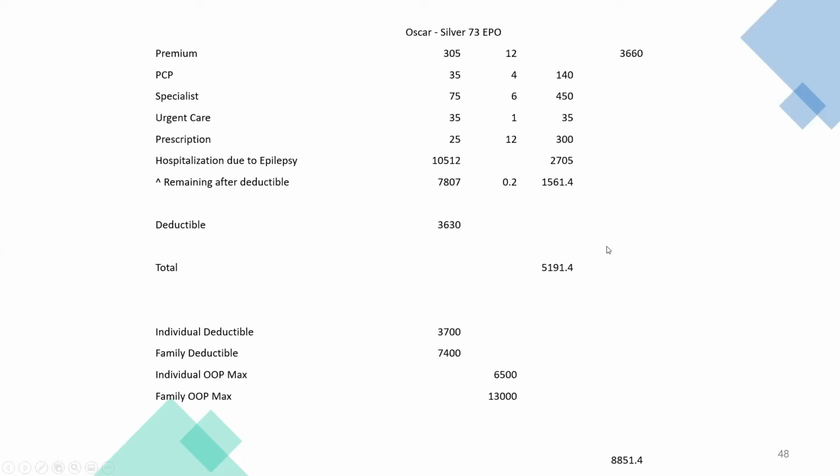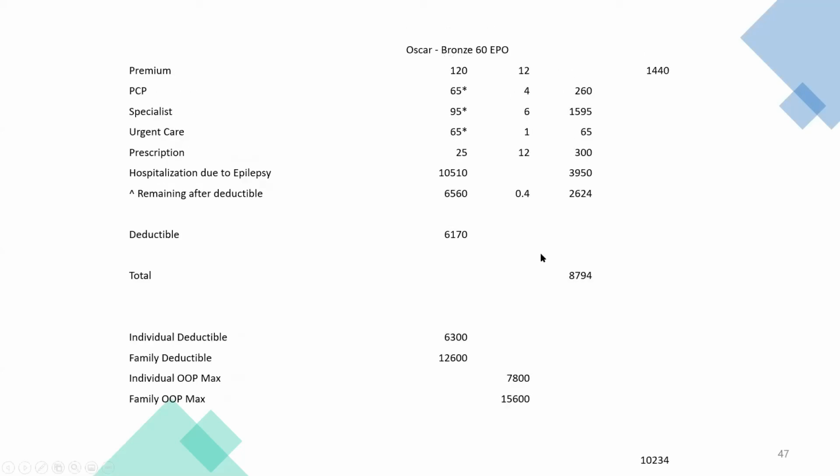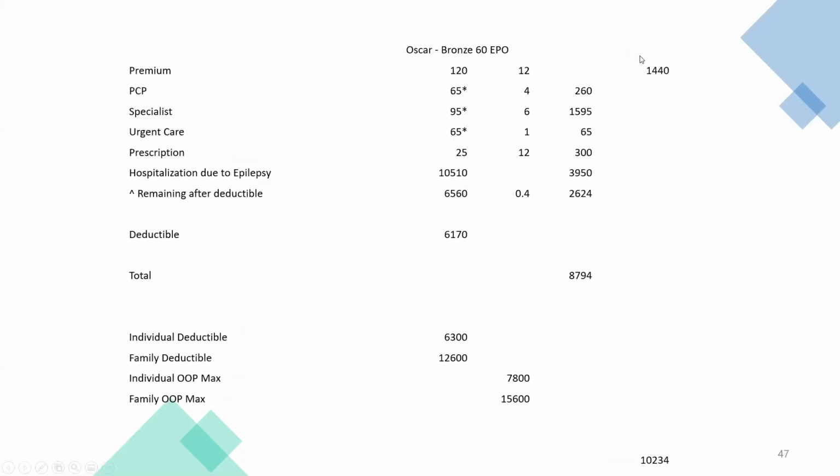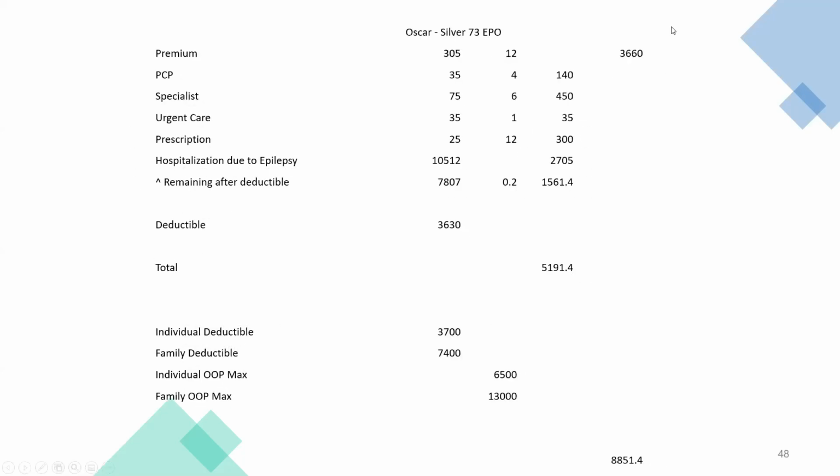Okay, so we're looking at a much lower, right? We're looking at over $3,000 less in total costs throughout the year in healthcare costs. However, we do have almost $2,000 difference in premium. Okay, and total cost $88.51. So pretty significant amount less on the silver plan, even though the premium was much higher.